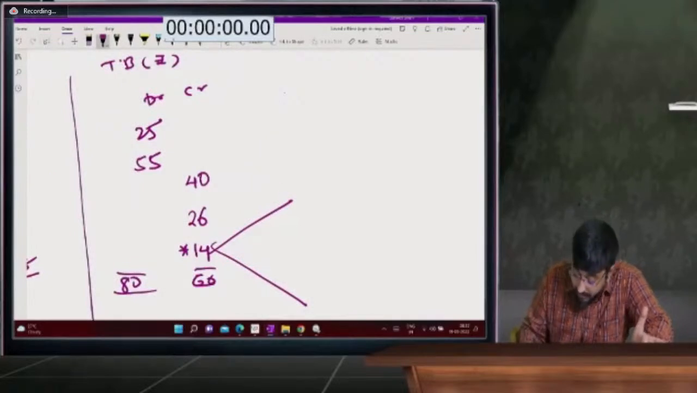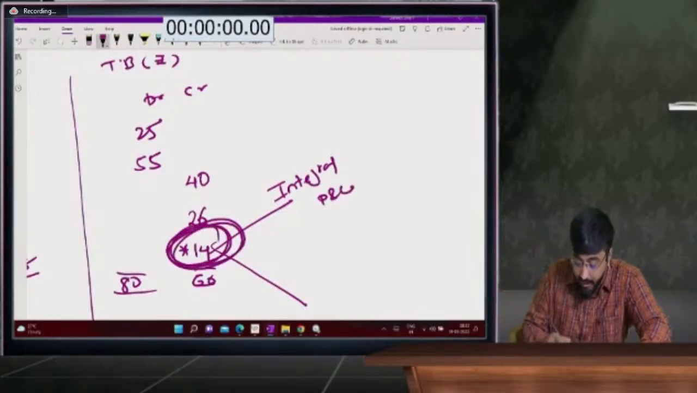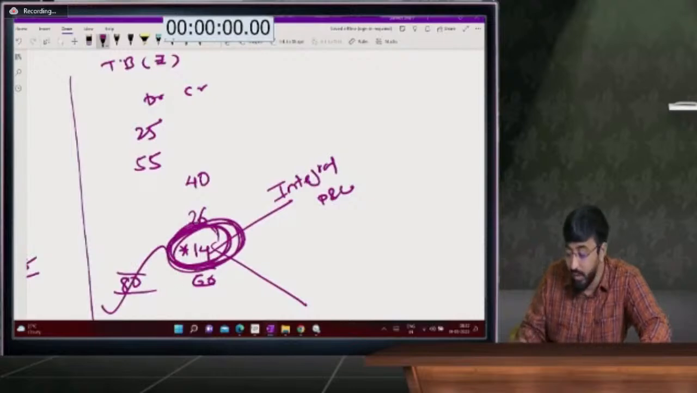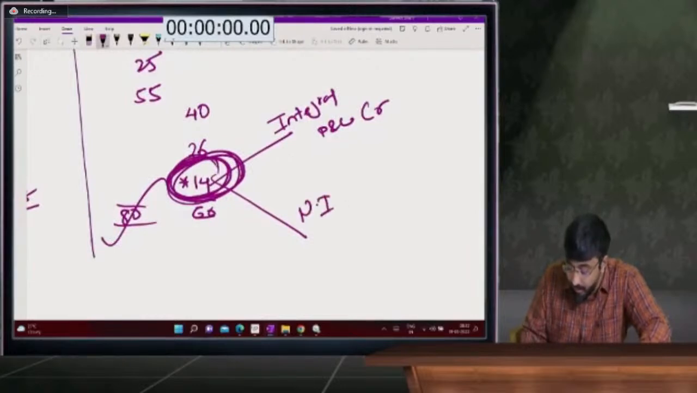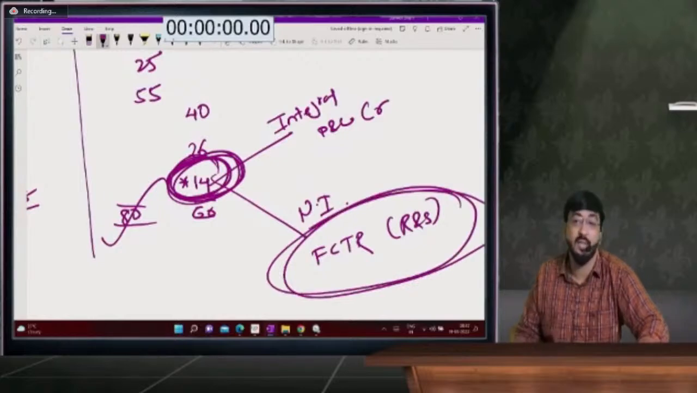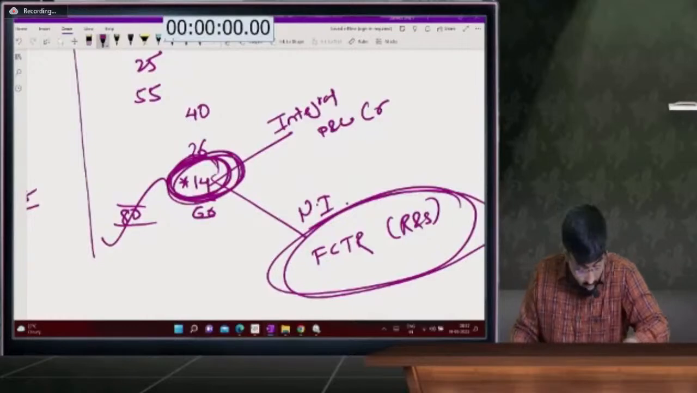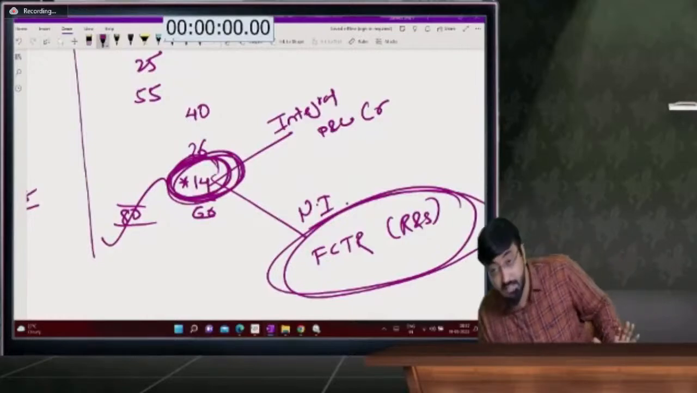Where to write this balancing figure? If it is integral, you will write it in the P&L. It means P&L credit, because it is showing the credit balance. Debit is more, so the balancing figure is on the credit side. So P&L credit. And in case of non-integral, it is adjusted in FCTR under the head reserves and surplus, as a separate line item. So this is the FCTR account. You are getting this concept, beta? Yes, tell me in the comment section.